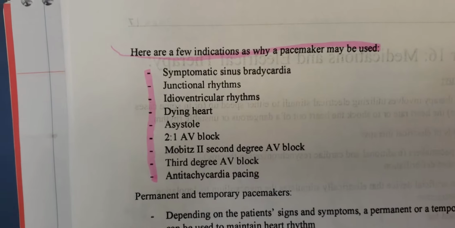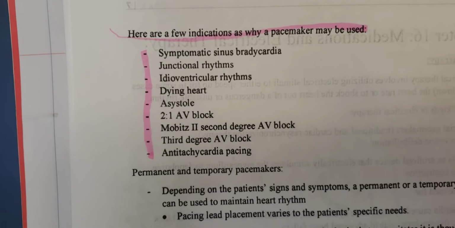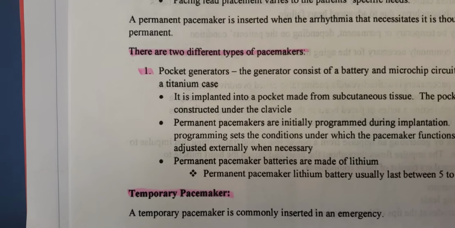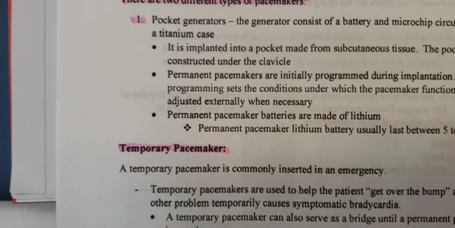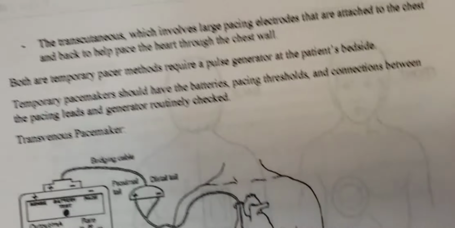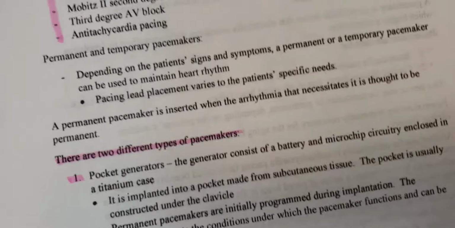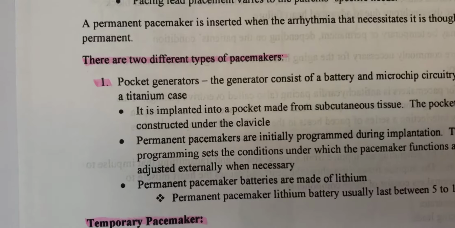Know that there are a few indications as to why pacemaker may be used. Also know that there are 2 different kinds of pacemaker. You have a temporary pacemaker, and you have a permanent pacemaker. And know that most of the time they're referred to as pocket generators.